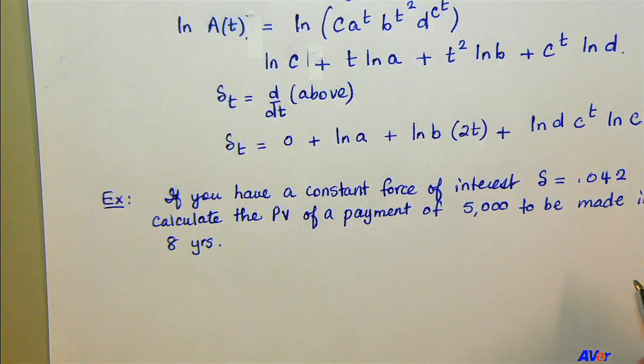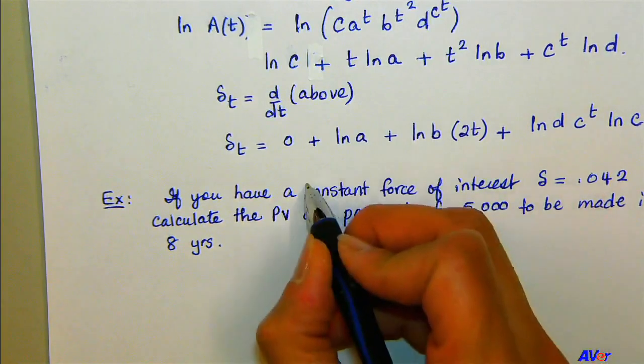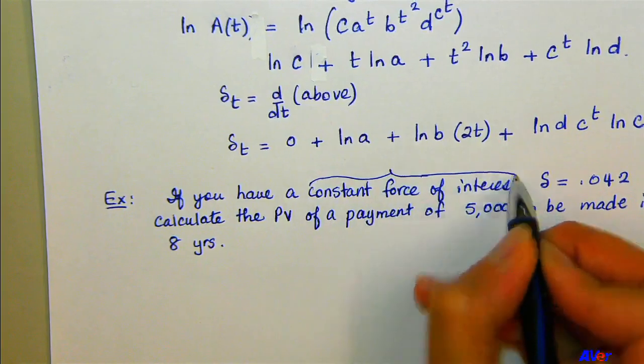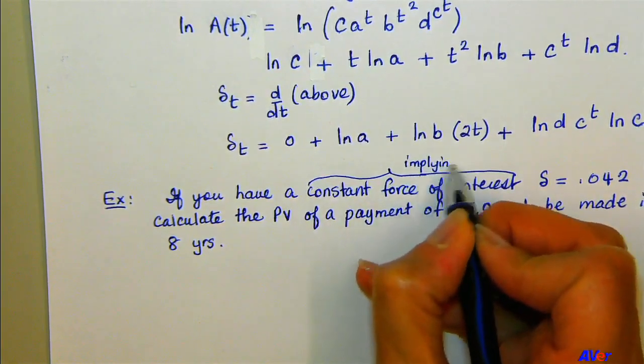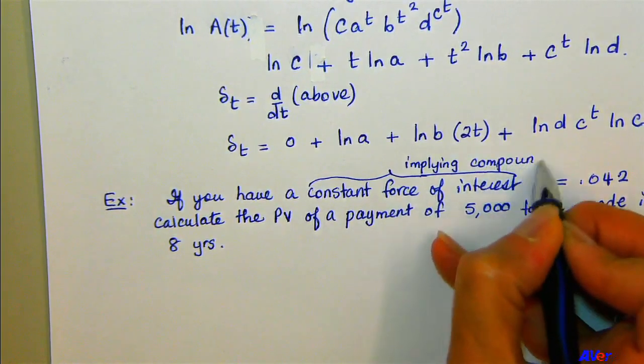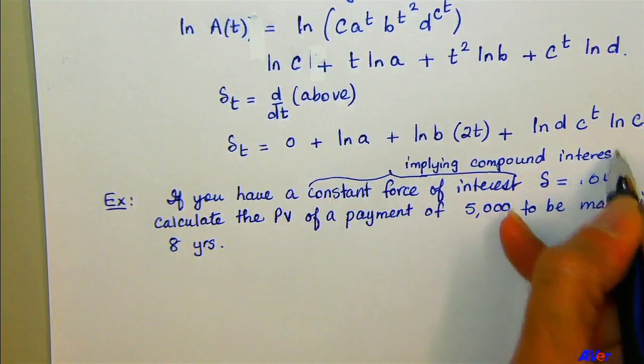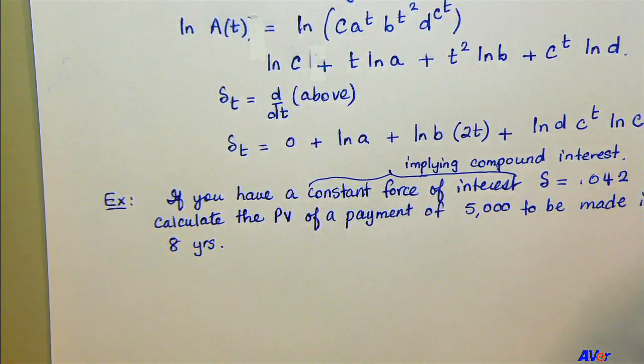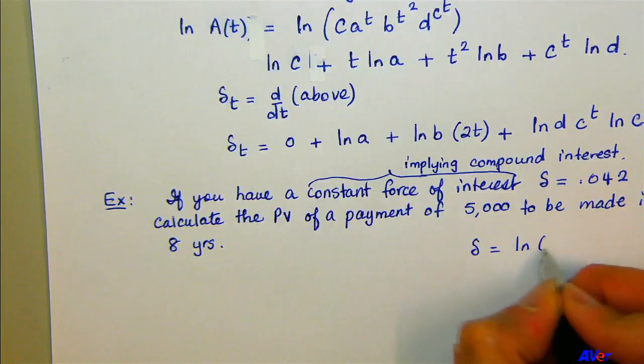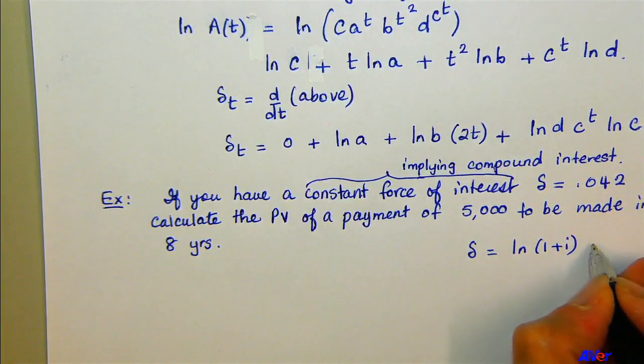What do you say? What do you think? What kind of interest is this? Compound interest, right? Why? How do I know it's compound interest? Sorry? Yeah, constant force of interest. So that implies compound interest. What's the formula for delta for compound interest? Do you remember? Excellent. So delta equals ln of 1 plus i for compound interest. You're going to memorize that, right?